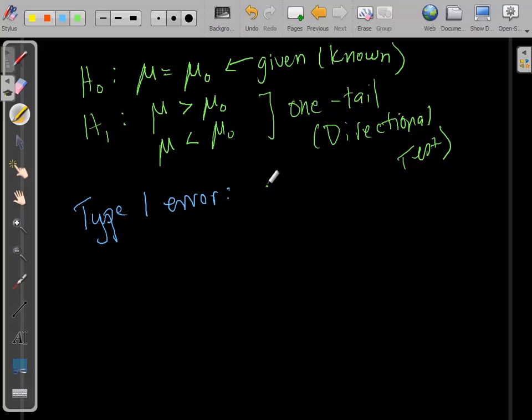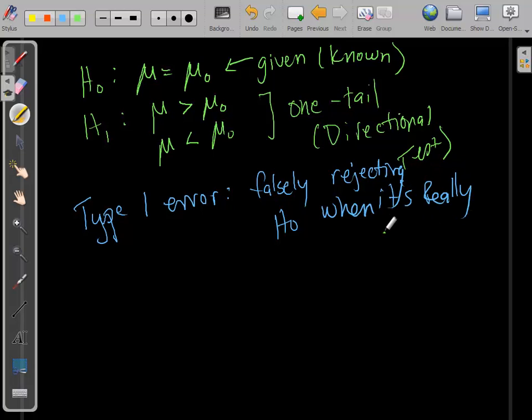So we want to minimize this false rejection when the null is really true. And the way we do that is we set a significance level. Well, we don't always have to, but the significance level alpha is precisely the amount of type 1 error we're willing to have. Type 1 error that is acceptable.